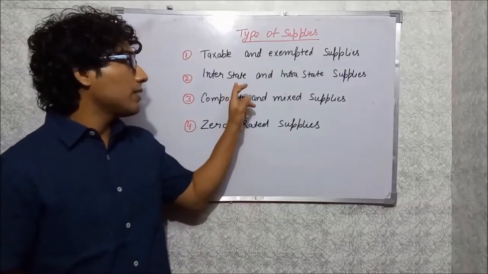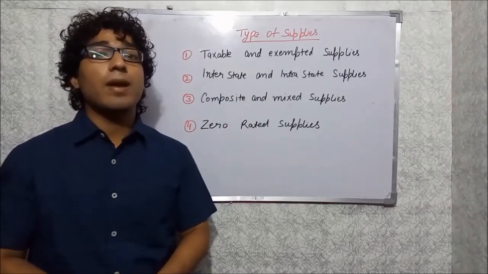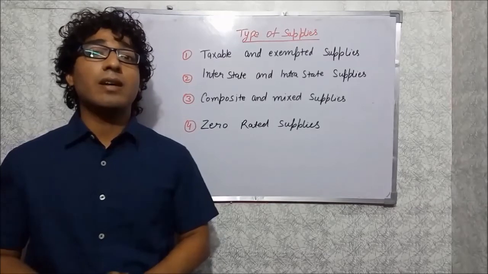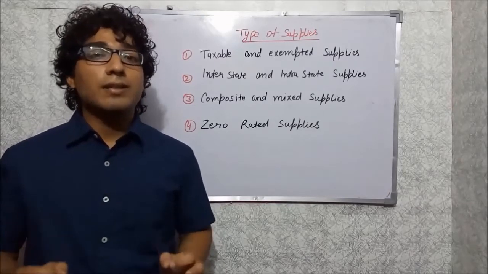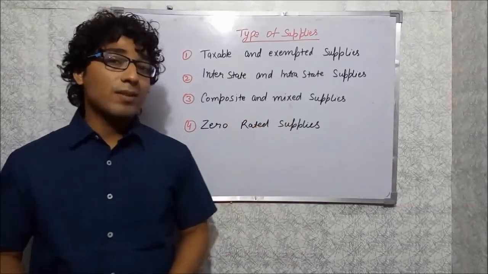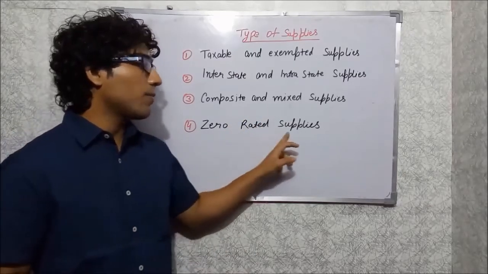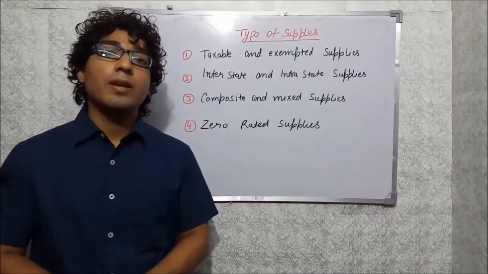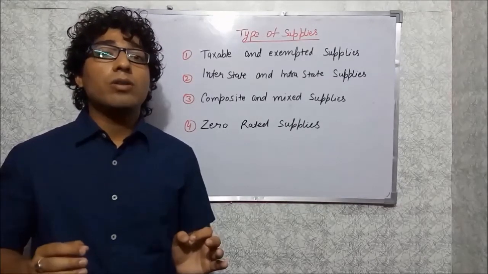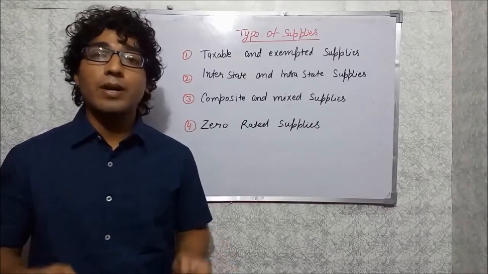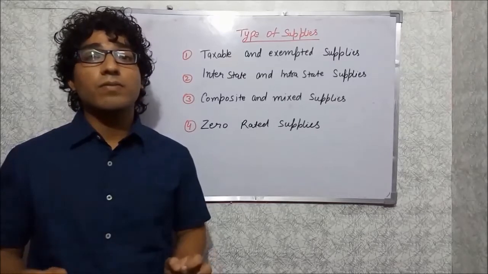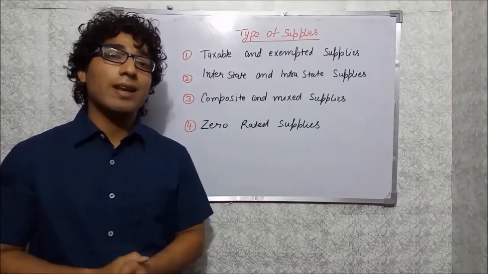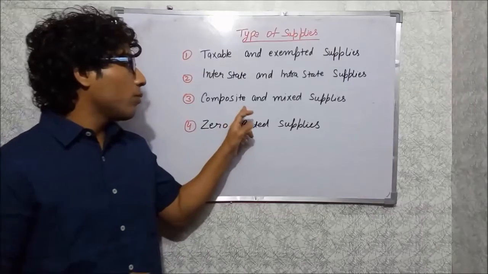And the next one is interstate and intrastate supplies. The interstate supplies are those supplies when you make the supply outside the state in which you deal, and the intrastate supplies are those supplies when you make the supplies within the state. And the next one is composite and mixed supplies, and the fourth one is zero rated supplies. Zero rated supplies are those supplies in which there is no tax leviable. That is a supply. When you take out the definition of supply, it will be treated as a supply, but the government has treated it as zero rated. We will cover what exactly is a zero rated supply and what is the practical implication of the zero rated supply later in the video, and what are composite and mixed supplies.